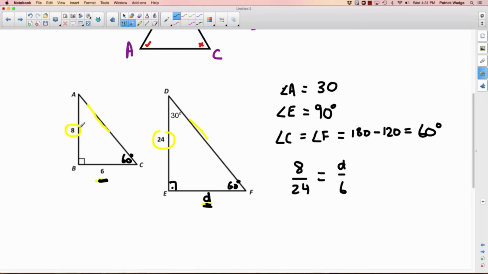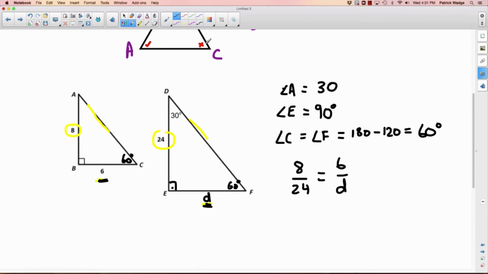Because we have the small triangle compared to the big triangle, 8 to 24. We have to do it in the same order, small triangle to big triangle, so it should be 6 over D. Boy, how are we going to solve this? We've got two fractions which are equal to each other. It's called a proportion.